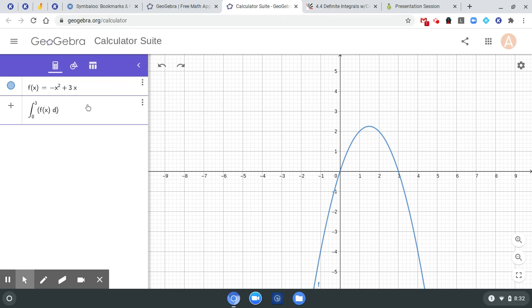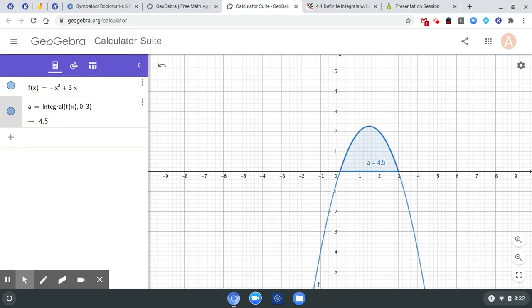And then I have to put in that I'm integrating with respect to x. I have to have that variable. If I don't have that variable, it won't work. As soon as I hit enter, there is my value of a, which is that integral. So the value of my integral is 4.5.